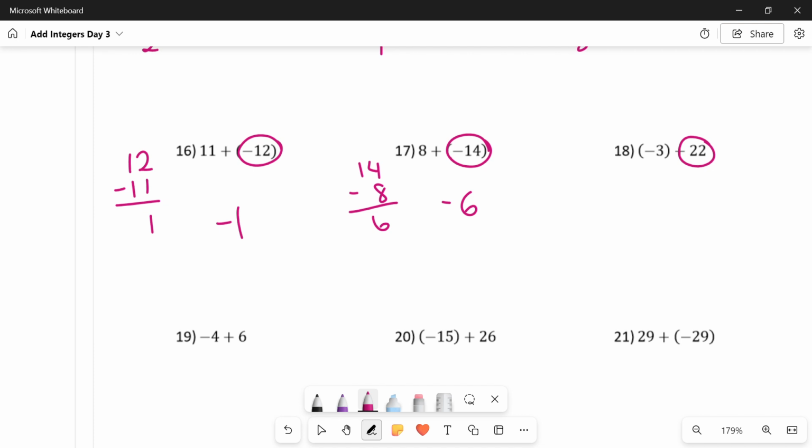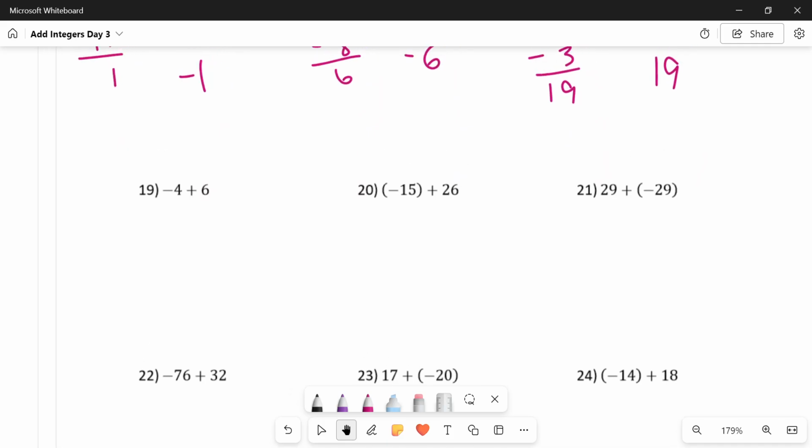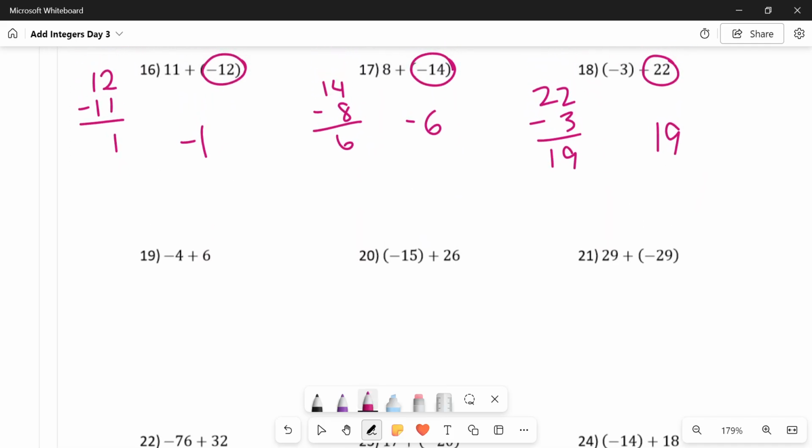Number 18, positive 22 minus 3 is 19, and my answer is positive because 22 is positive. Try number 19, 20, and 21. Okay, number 19. 6 minus 4 is 2. My answer is positive. 26 minus 15 is 11. My answer is positive. And 21 was a tricky one, actually.